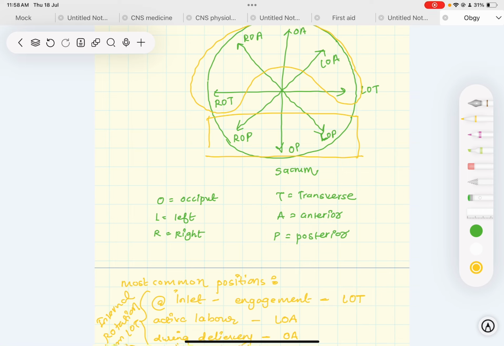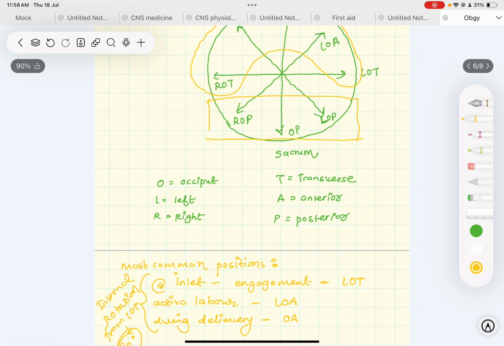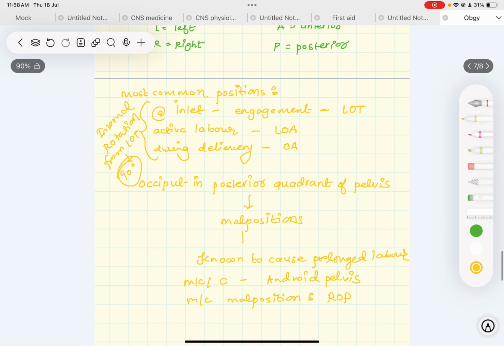in the inlet part. And during active labor, while the fetus is rotating, the fetus has to rotate 90 degrees from the LOT to the OA. So during active labor, when the fetus is rotating in this direction, LOA is the most common one. While during delivery, when the fetus has totally internally rotated the 90 degrees, then it is OA.